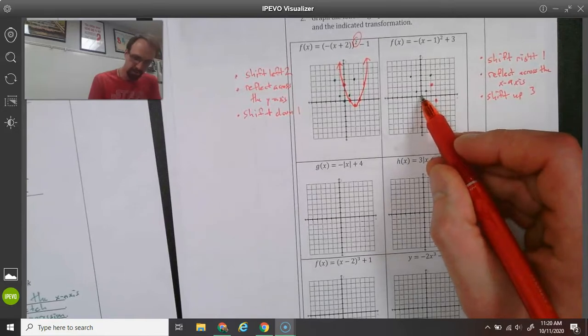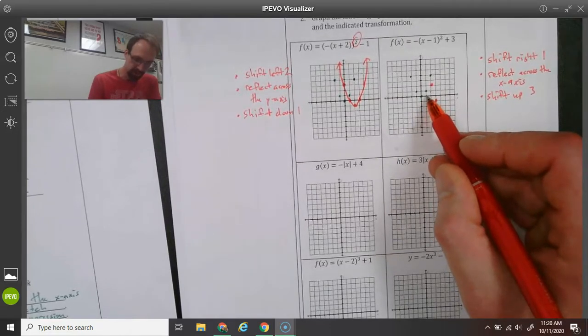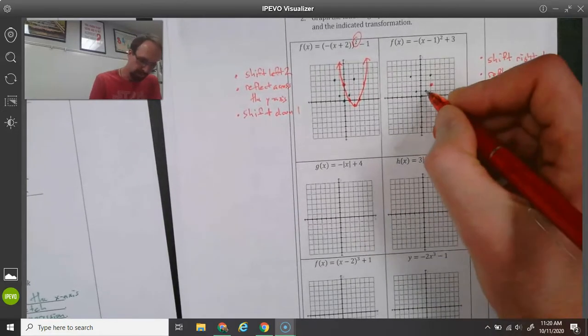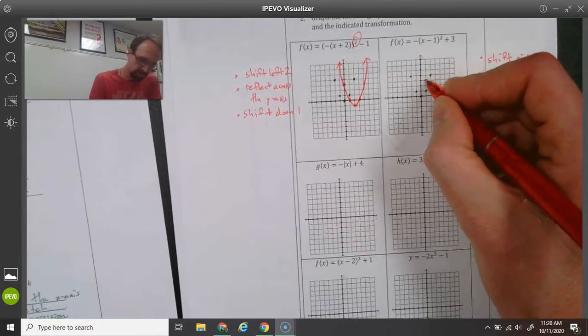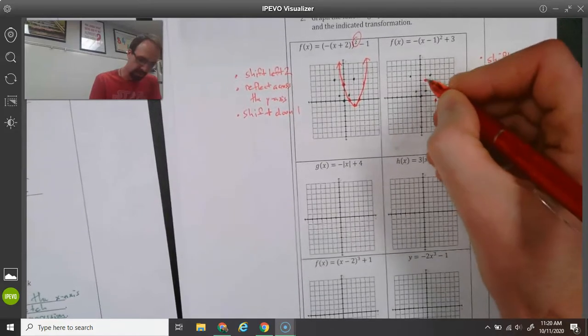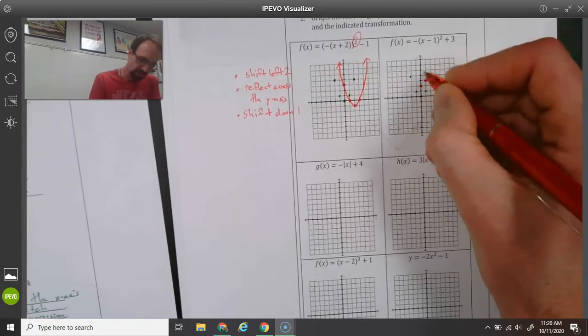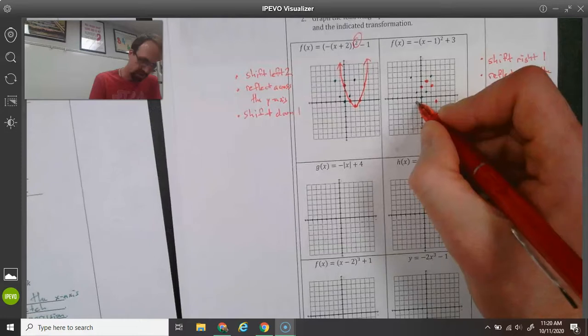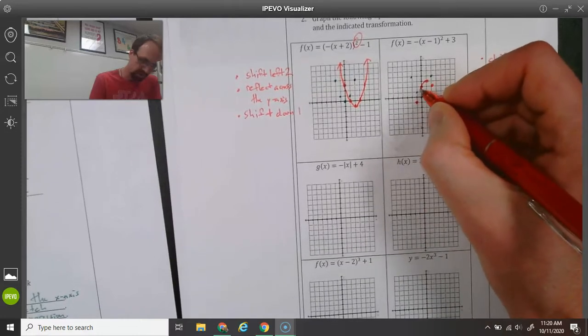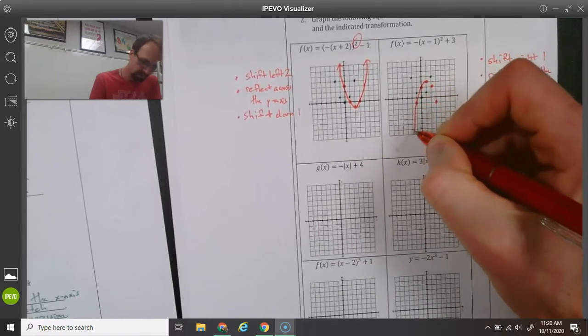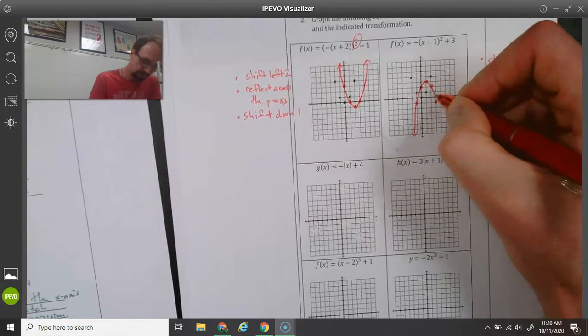At the origin, shift right 1, reflect across the x-axis, doesn't move, then shift up 3. 1, 2, 3. A lot of students, after you see this shape, you know that it's going to reflect across this part right here, so you can finish out by making the other side. There we go. And there we go.